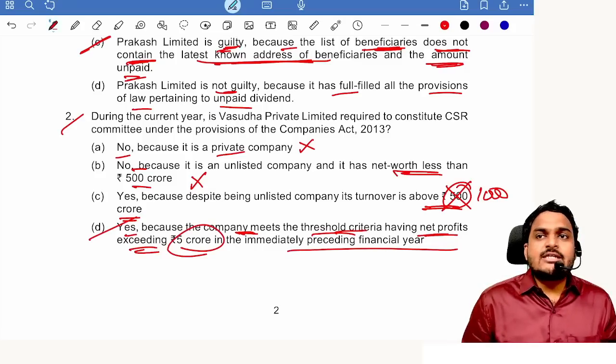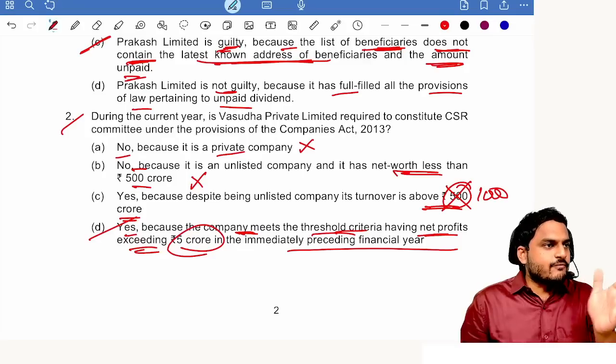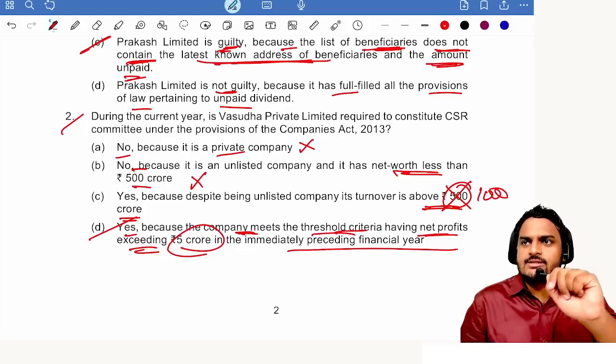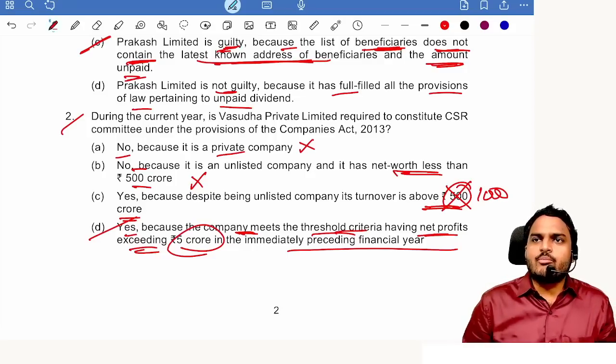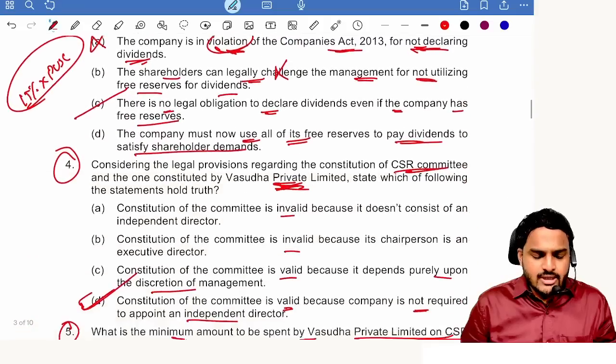And CSR committee is required because CSR obligation is 75 lakhs. You know the limit of 50 lakhs, right? In case of 50 lakhs, CSR committee is not required. Board of directors can take care of those activities. One case scenario I completed.